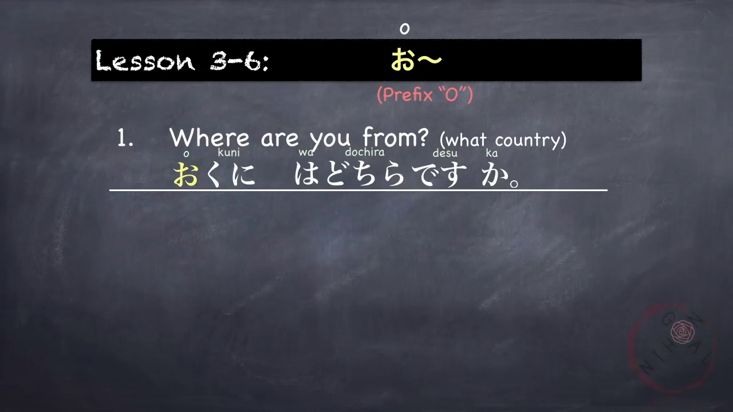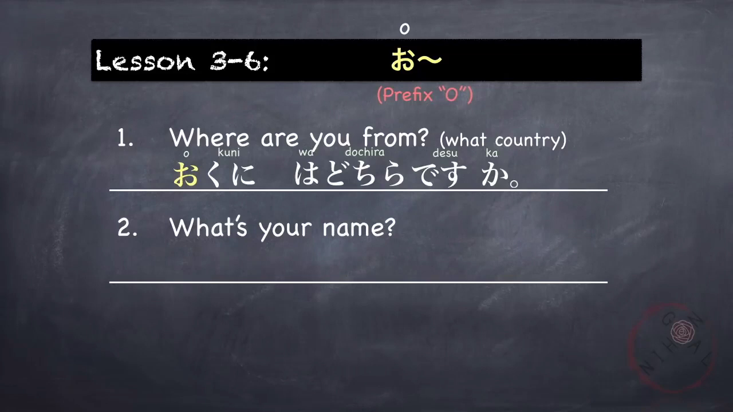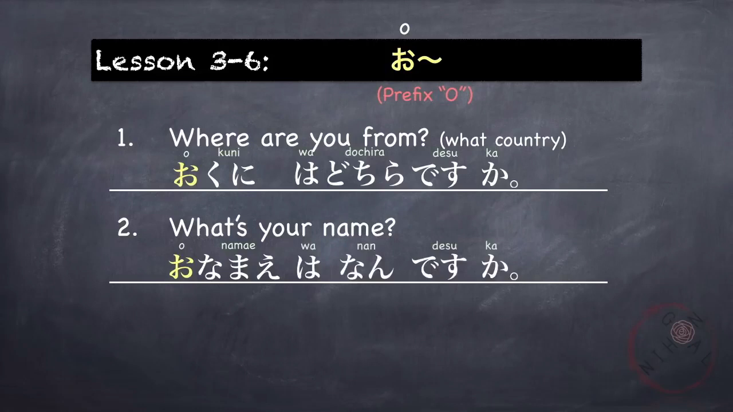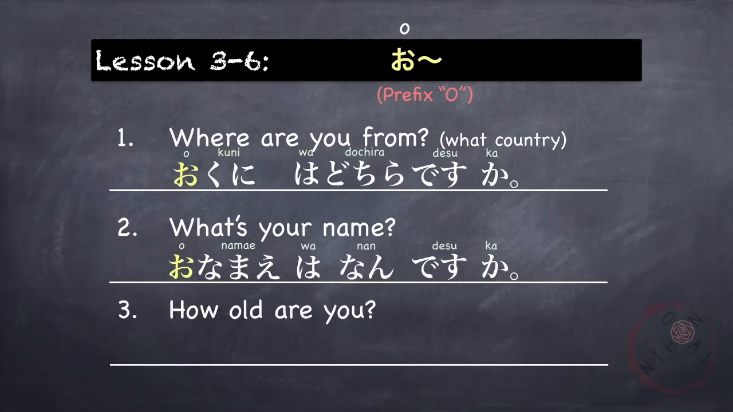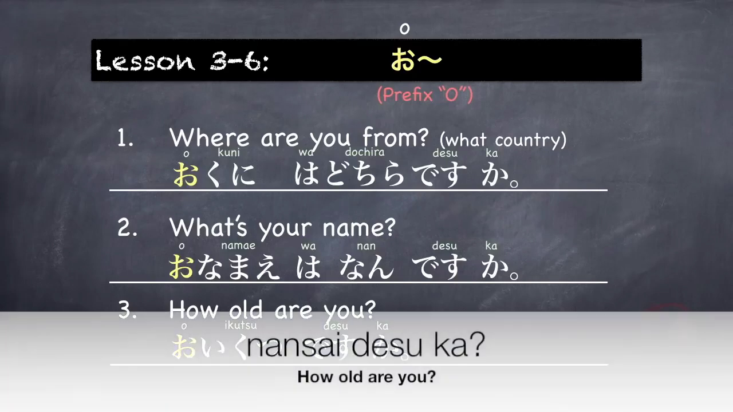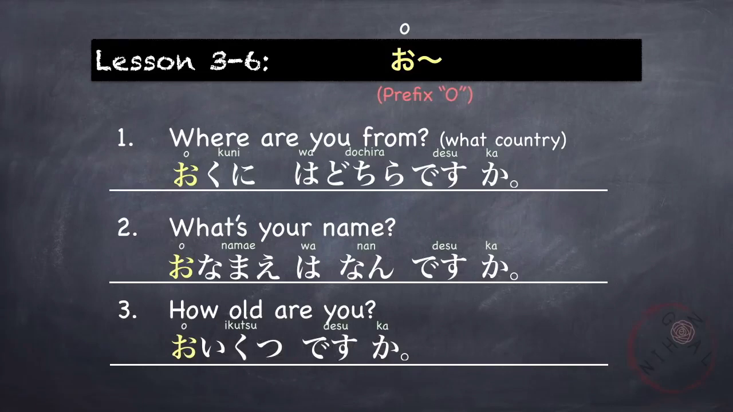You would also hear this in the sentence, what's your name? Namae is the word for name. So you add o before the word namae. Onamae wa nan desu ka? What's your name? How old are you? How old is oikutsu? Oikutsu desu ka? Ikutsu by itself means how many. The casual way to say oikutsu is nansai. Nansai desu ka?